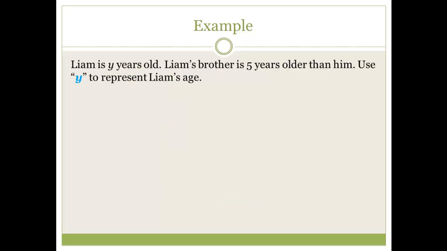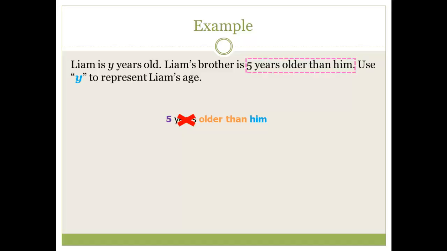Let's look at another example. Liam is Y years old. Liam's brother is 5 years older than him. Use Y to represent Liam's age. Let's start with the term 5 years older than him. We need to rewrite this into an expression. The word years isn't going to help in creating the expression, so exclude it.